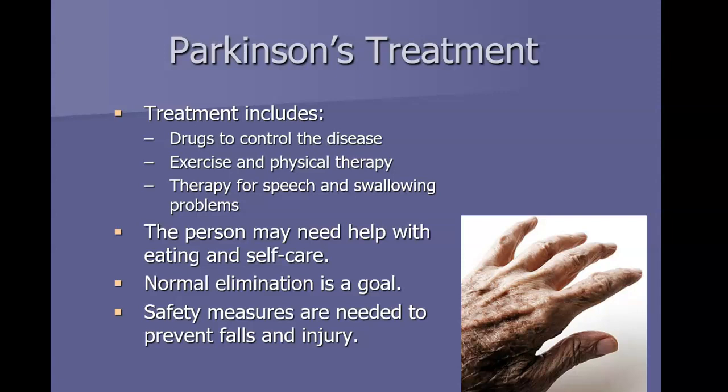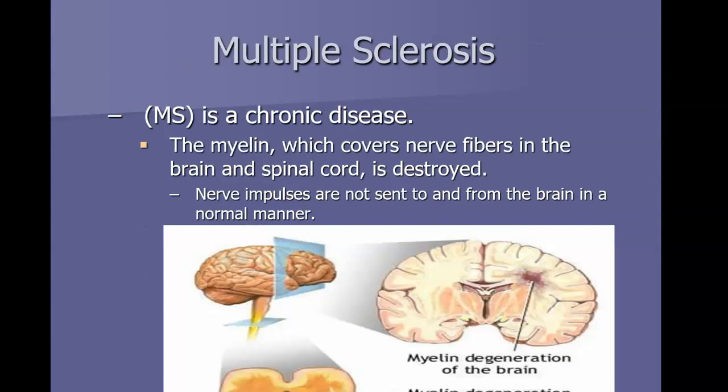And then they will usually also have them work with therapy for speech and swallowing problems. You'll see people with Parkinson's, a lot of times they are so soft-spoken you can hardly hear them, and a lot of them will have issues with dysphagia as well. So the person may need a lot of help with eating and self-care depending on how bad the Parkinson's has progressed, and they are going to need a lot of safety measures as well to help prevent falls and injuries.